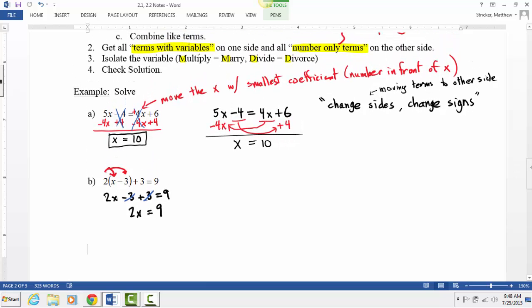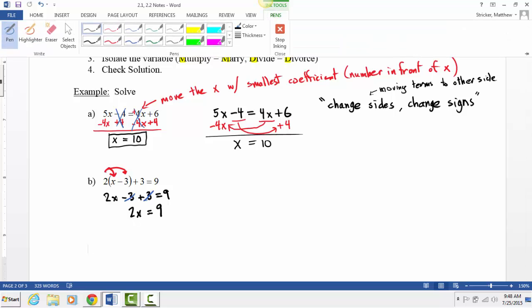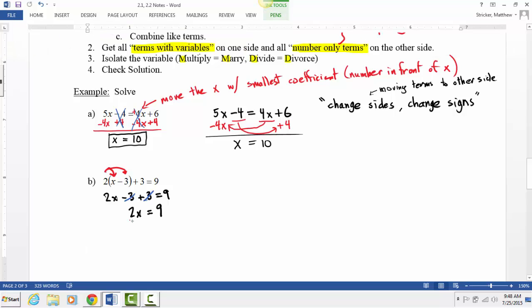And remember, this is where we say multiply, marry, divide, divorce. This x is married to the 2 by multiplication. How do we undo that marriage? We divorce it. Or in other words, we divide. So here, the opposite of multiply by 2 is divide by 2, but if we do it on the left side, we've got to do it on the right side.